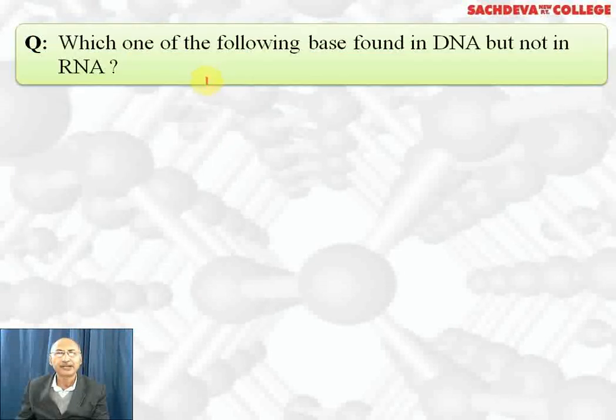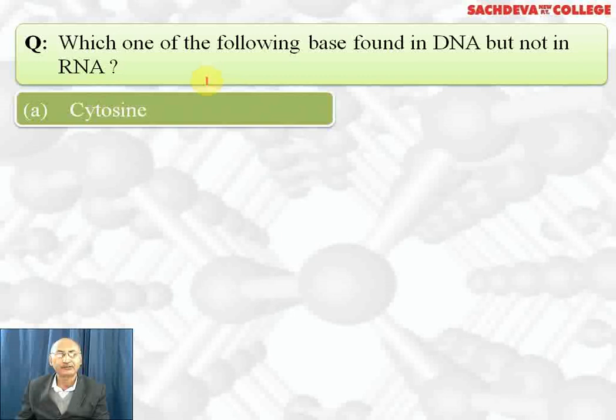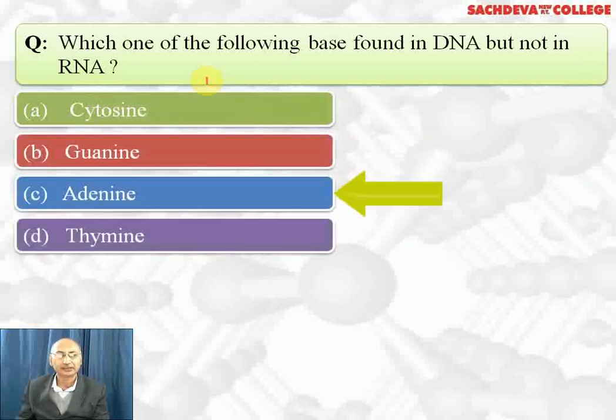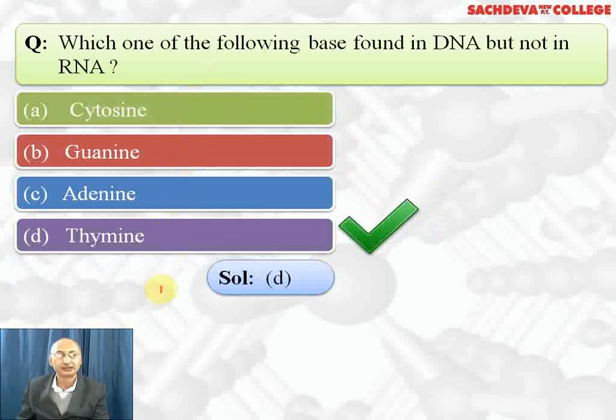Which one of the following bases is found in DNA but not found in RNA? Cytosine, guanine, adenine, thymine. Correct answer is thymine. In RNA, uracil is present instead of thymine. Cytosine, guanine and adenine are present both in DNA as well as RNA.